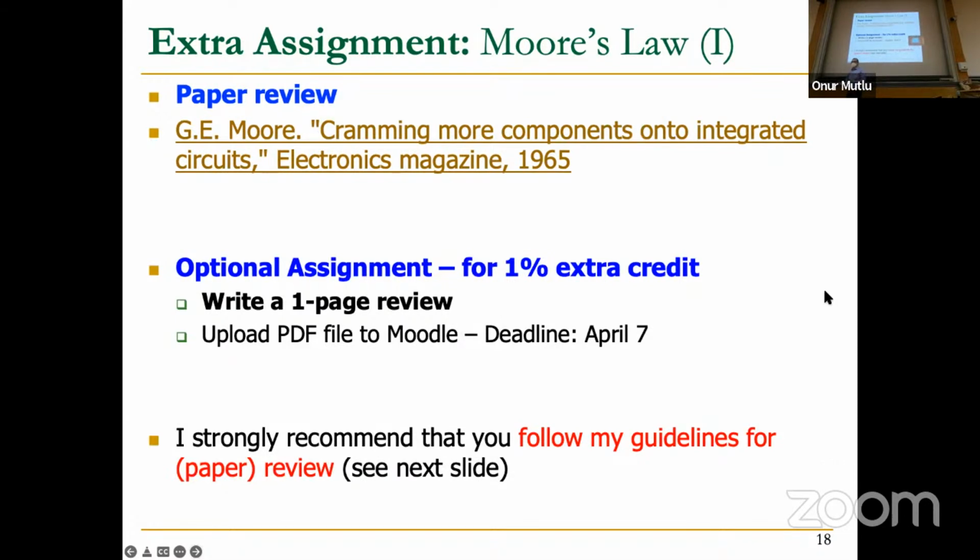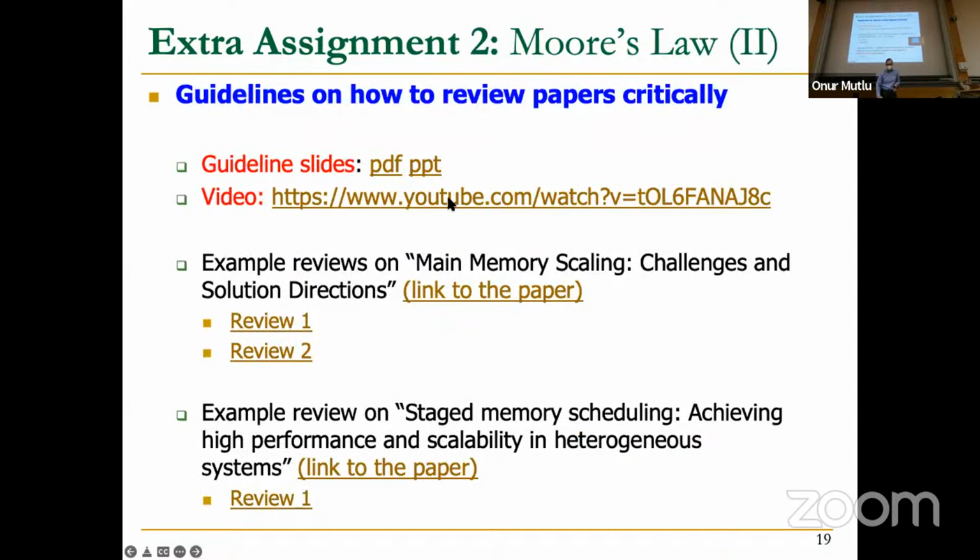3 assignments. If you do all of them, you get 3% in the course. So if, for example, in the exam, you lose 3%, you can make up for it with these potentially easier assignments. And I strongly recommend that you follow my guidelines for the paper review, which is on the next slide. You can find them online. There's a lecture video on how to do reviews, as well as examples that we put online.